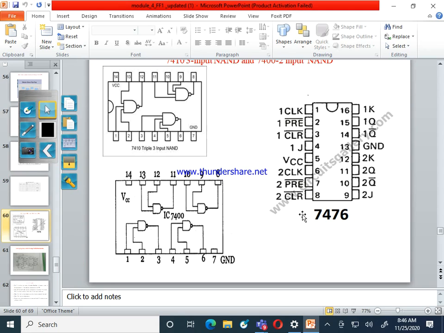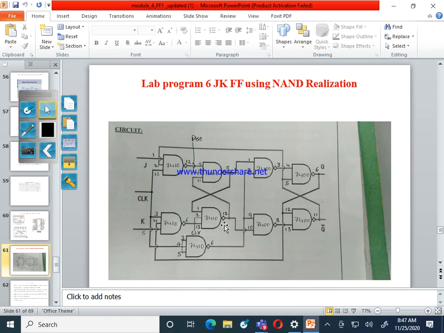How to realize your mod n counter? Mod n can be 5, 4, 3, 7, 6, 8. Any number can be given in the exam, and that is realized by using JK flip flop. You should know this pin configuration of your JK flip flop. Once again, I am not explaining that. You should know the JK flip flop. Okay, now you move on to the program.